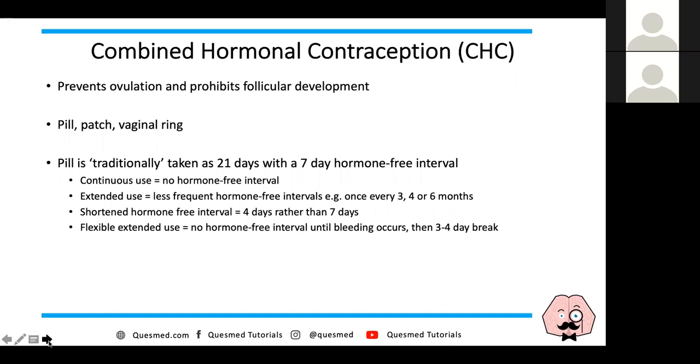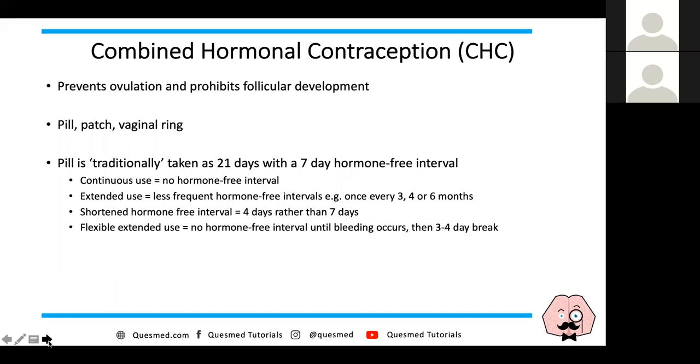So there are many ways that you can now take the pill depending on how you want to control your bleeding essentially. So continuous use, this would be where the person takes a pill every single day. They do not take a break. And this might result in breakthrough bleeding, but many women do remain entirely bleed-free on this regime for many months. Extended use, that means having less frequent hormone-free intervals. So the person can choose to take a break every 3 months, every 4 months, every 6 months. Again, it's giving them a regular and predictable bleed, but they're getting longer periods in between.